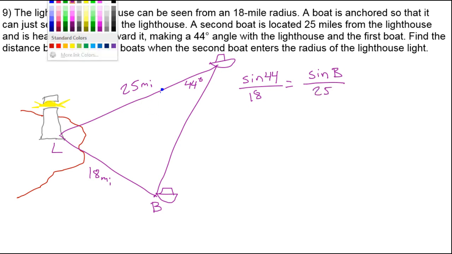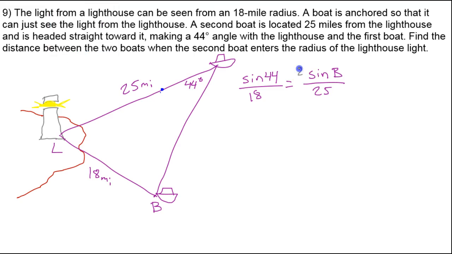So I'm just going to solve this for angle B by multiplying both sides by 25. So these 25s are going to cancel each other out. And this gives me the sine of angle B, but I don't want the sine of angle B, I want angle B itself. So to get that, I'm going to need the inverse sine of all of this. And that should give me angle B. So I'm just going to put all this in my calculator.